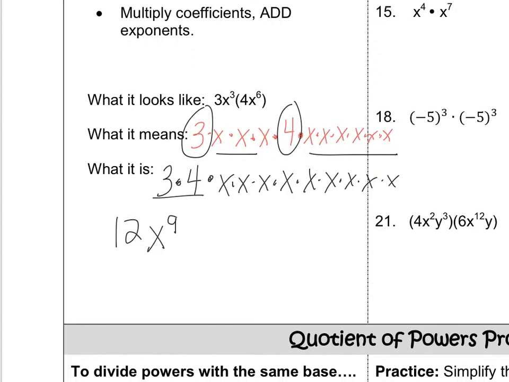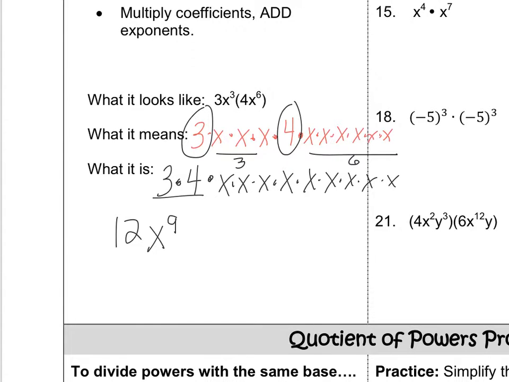So if we look for a rule in this, this is x to the third times x to the sixth. I'm adding my 3 plus 6, which is what gave me my 9. So my rule is I multiply coefficients like I always have. They're not subject to anything weird. But then I'm going to take my bases. If my bases are alike and I'm multiplying them, I'm just going to add my exponents.